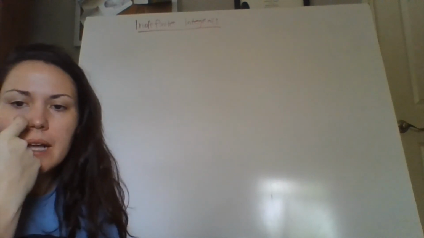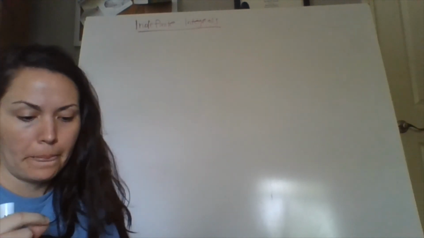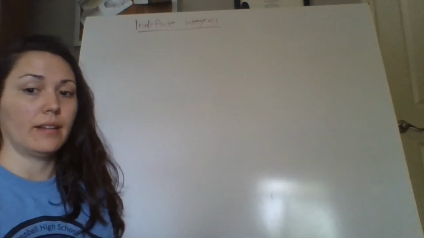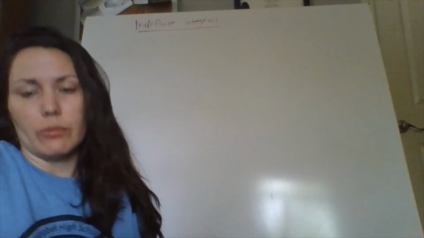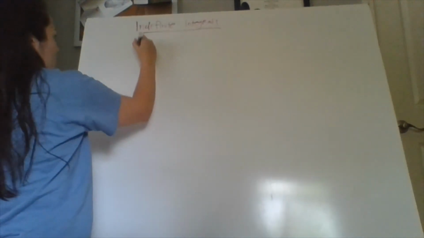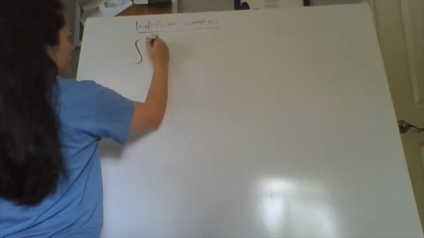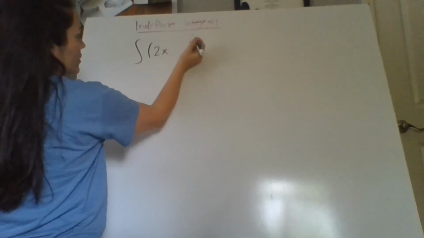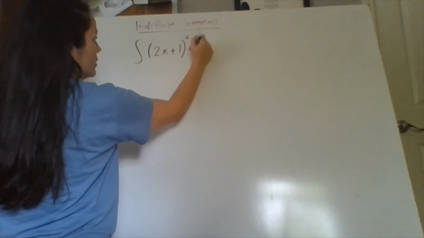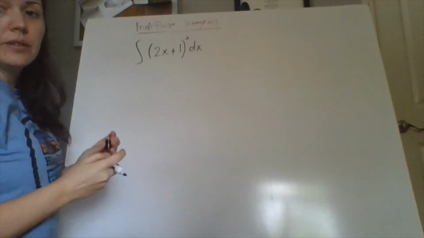So I'm going to start by showing you an example that probably comes across as should be really easy, and it is really easy, but I want to use it to develop a rule. Let's say we have an integral of some quantity, 2x plus 1 squared, and we want to integrate this.